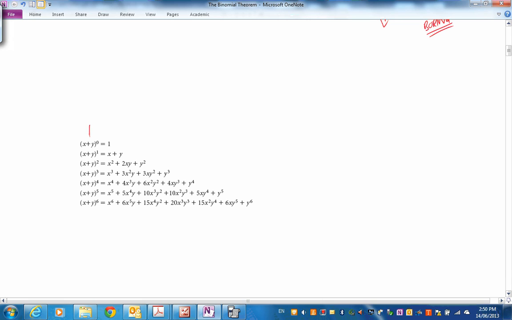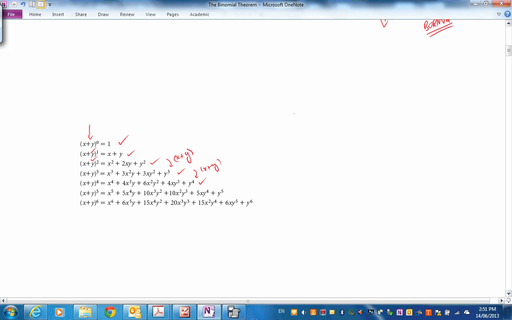So here we go, x plus y to the naught. Anything except 0 raised to the naught is 1. Then x plus y to the 1 is just x plus y. X plus y squared, we just did it. Now, if you multiply this one by another x plus y, it's going to be a big FOIL, isn't it, where you're expanding brackets, and you get this pattern. Then if you multiply it again by another x plus y, you get this, and so on.